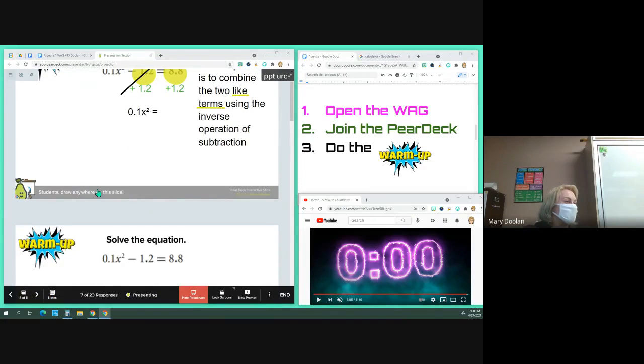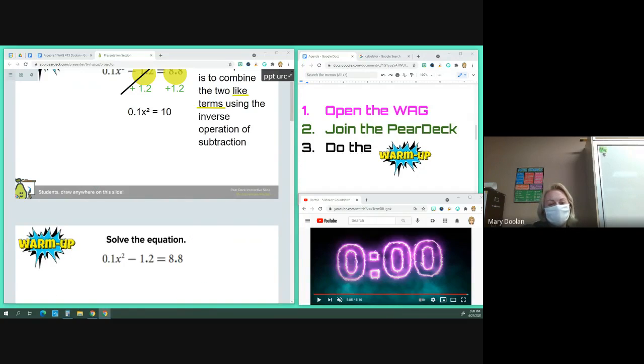Anybody in here now? Yeah? 10. Yeah, you're right. So we got rid of some of our decimals already. Those just add to 10. Now what you have is an equation where on the left-hand side you have your variable term, a squared variable term, with a coefficient of 1/10. And on the right-hand side you have a constant of 10.